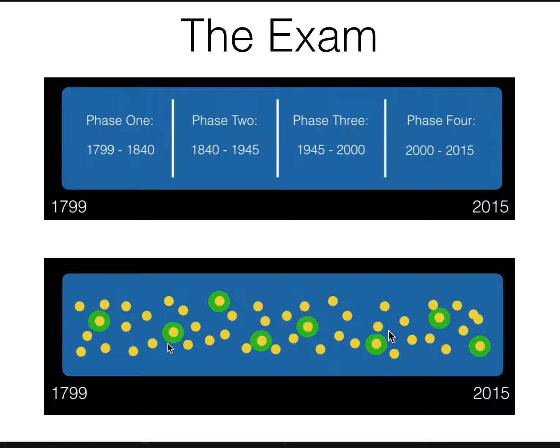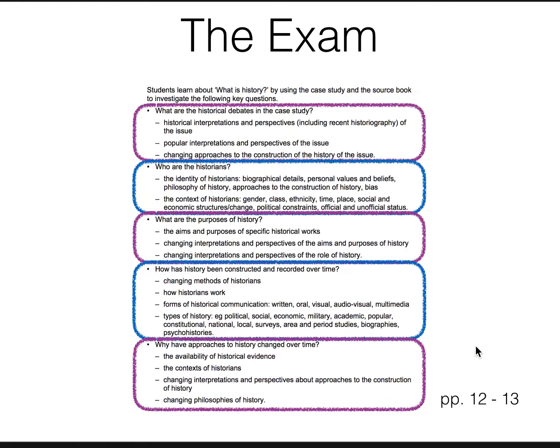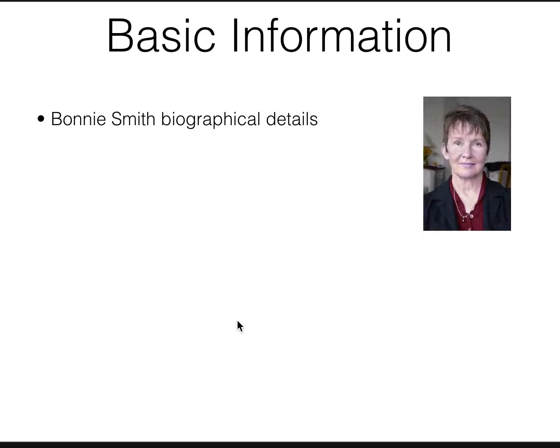How do you get the depth then when you look at some of these in more detail? Well, this is where your notes and your research into each of the historians come in, and you should be able to draw on their identity, their context. You should be able to discuss their aims and purposes. You should be able to discuss how they worked and so on, to analyze and evaluate their work and their interpretation in the context of this debate. So let's do that with Bonnie Smith.